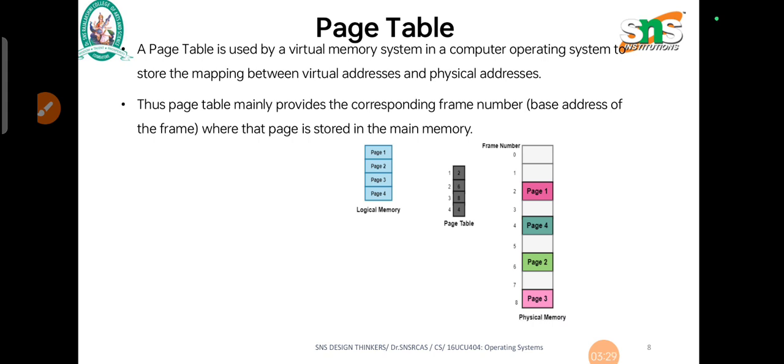Next is the page table. A page table is used by a virtual memory system in a computer operating system to store the mapping between the virtual address and the physical addresses. Thus a page table mainly provides the corresponding frame number, base address of the frame and where that particular page is stored in the memory. A page table contains all the entries about a particular page. If you see in this example, in the logical memory we have different pages like page 1, page 2, page 3 and page 4, whereas in the page table we have the page numbers, and in the physical memory the pages are fitted into the physical memory.